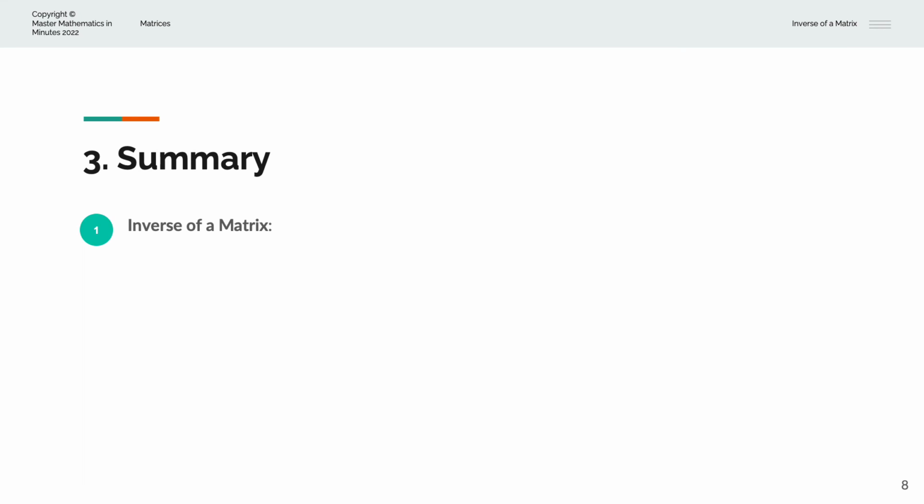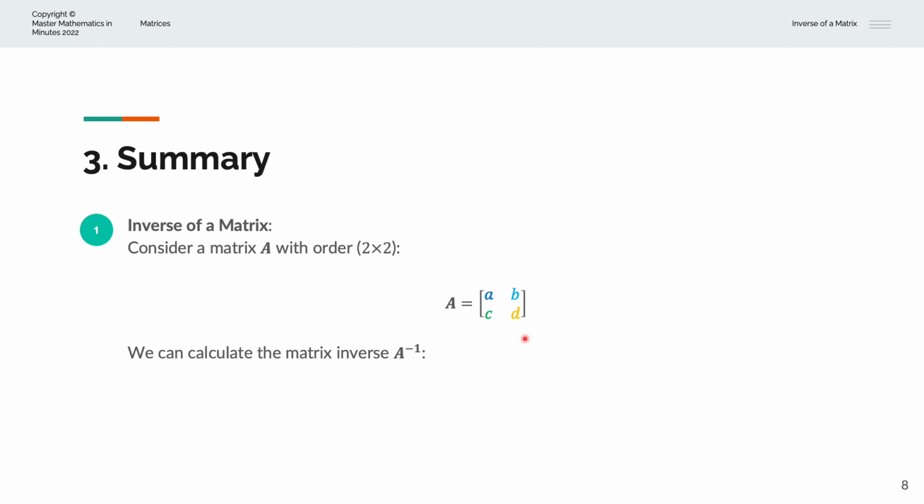To summarize, we've discussed the inverse of a matrix. Consider a matrix A with order 2 by 2 and entries A, B, C, D. We're able to calculate the inverse of matrix A using 3 steps. And step 1 is where we take 1 over the determinant of the matrix, AD minus BC.